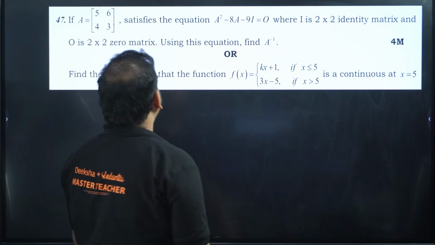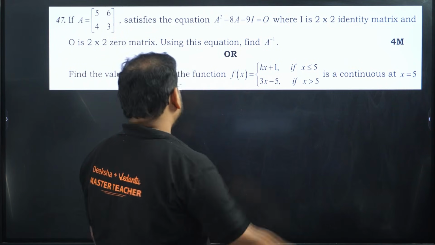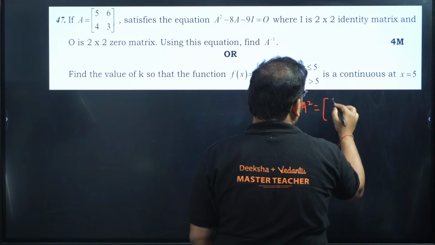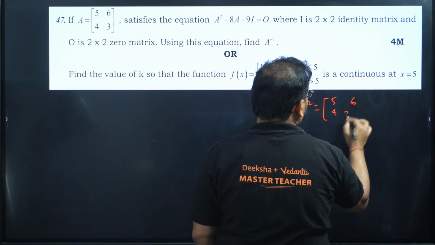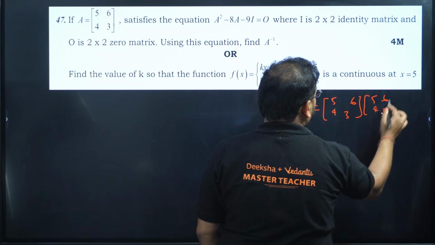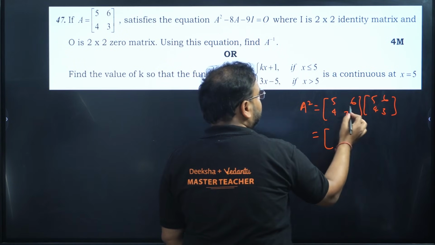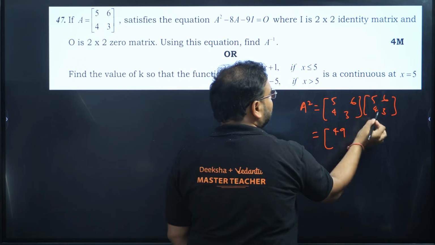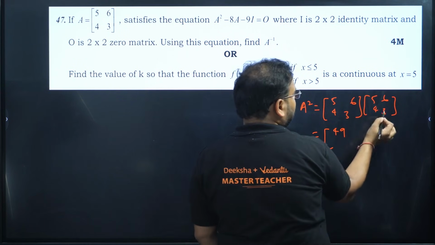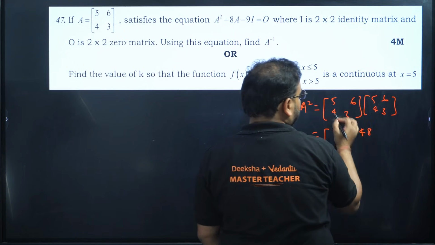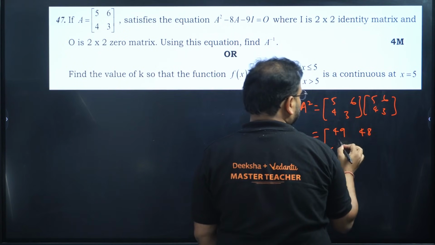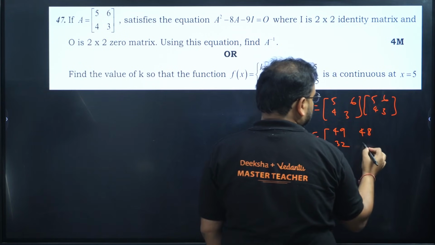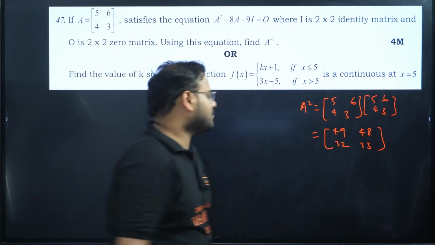A is the matrix 5 6 4 3. Satisfy the equation given like this. We have to prove that it satisfies. So find A square. What is A square? 5 6 4 3. Check. 25 and 24. So 49. Correct? 25 and 24 is 49. 30 and 18. So 48. 5 4s are again 20 and this is 12. So 32. 24 and 24 and 9. So 33. Correct? This is your A square.